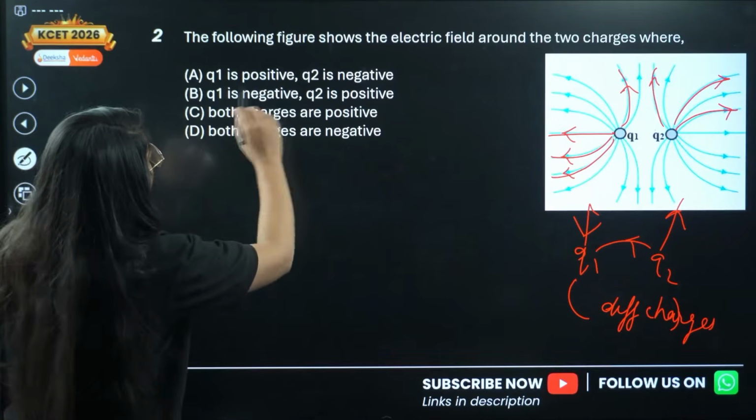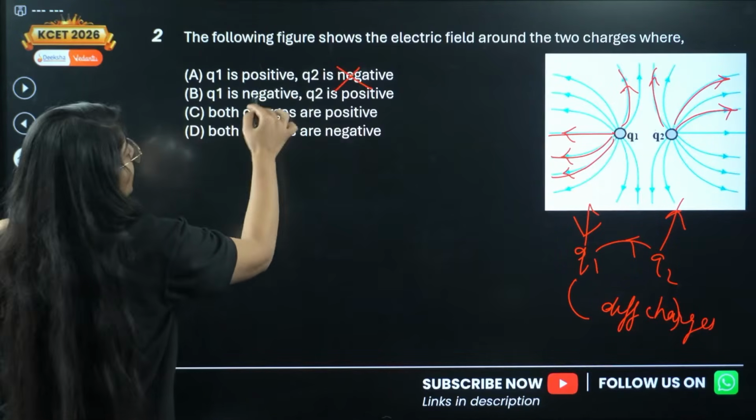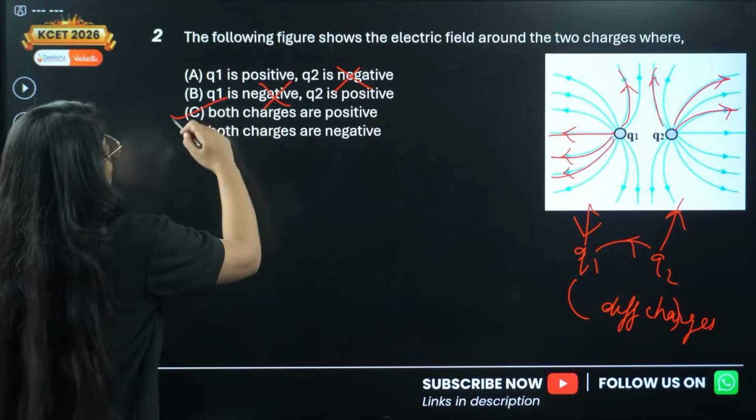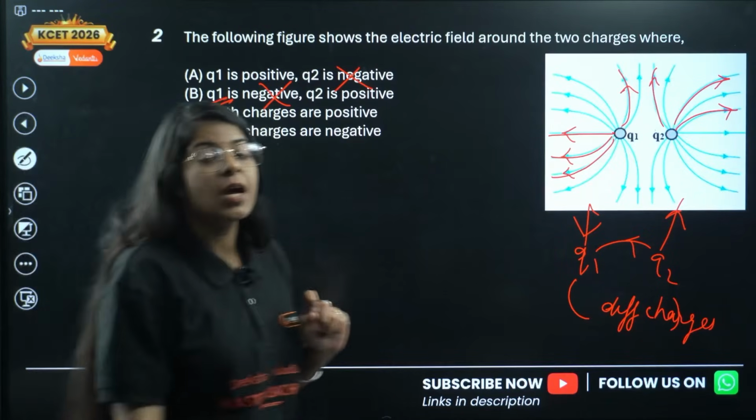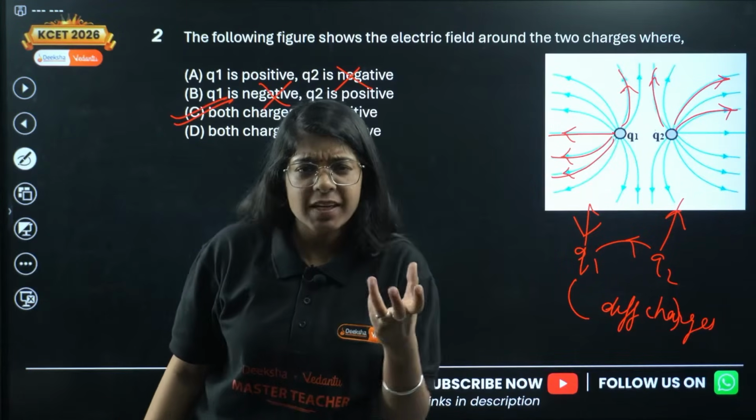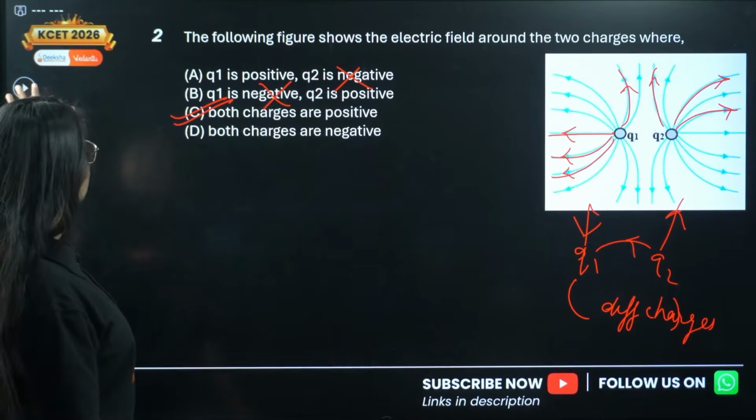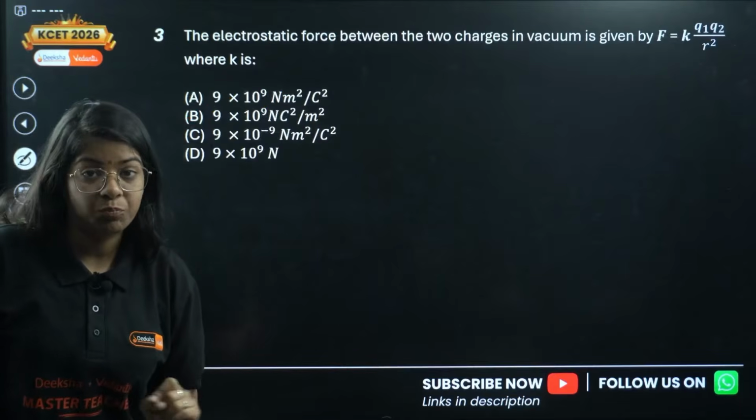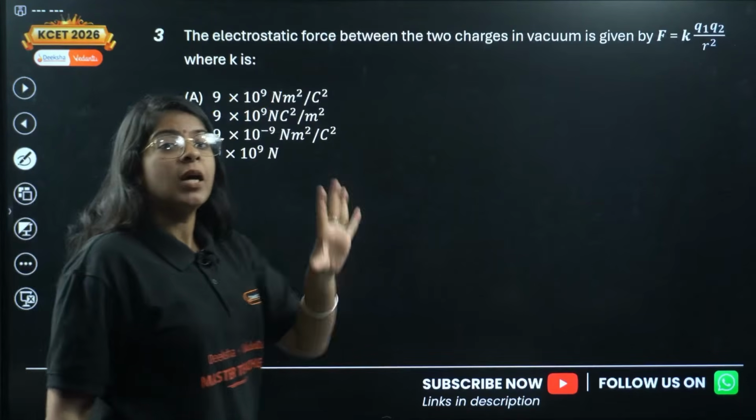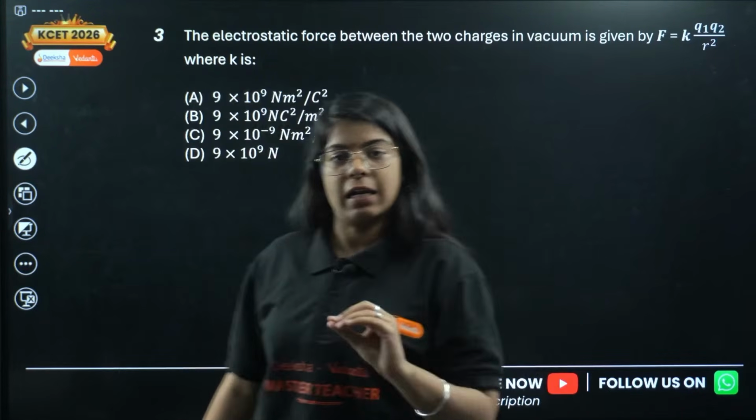Hence, Q1 is positive, Q2 is negative, no. Q1 is negative, no. Both charges are positive. So the correct option is both charges are positive. Very simple. Okay, we'll be doing it very quick because these are quite simple, but these are very important still. These are all from the question bank given by the Karnataka board.